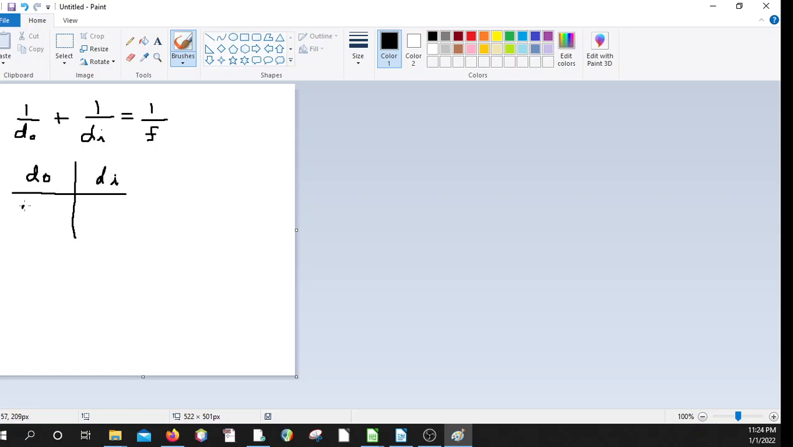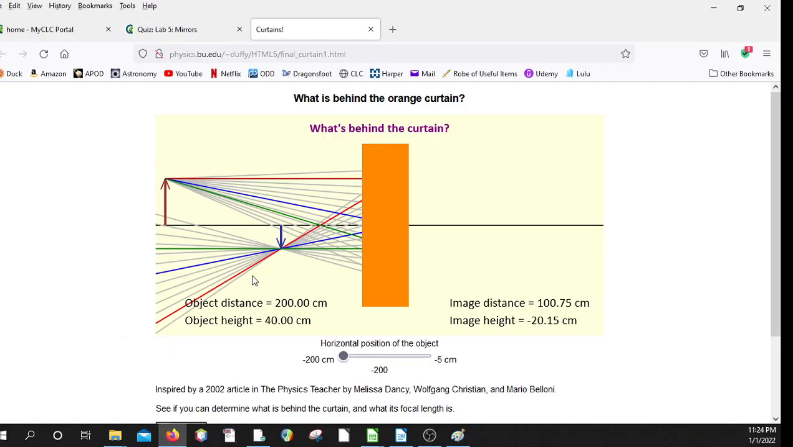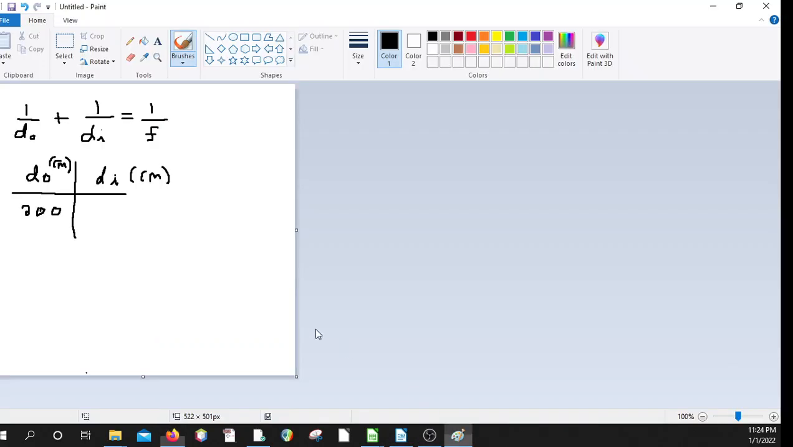Initially, we'll put dO as 200. I should have left room for this, but you can see from the simulation that these are measured in centimeters. At 200, the object distance is 200, the image distance is 100.75. So we would write that here. And then we're going to go in 10 centimeter increments. So you go 190, 180.